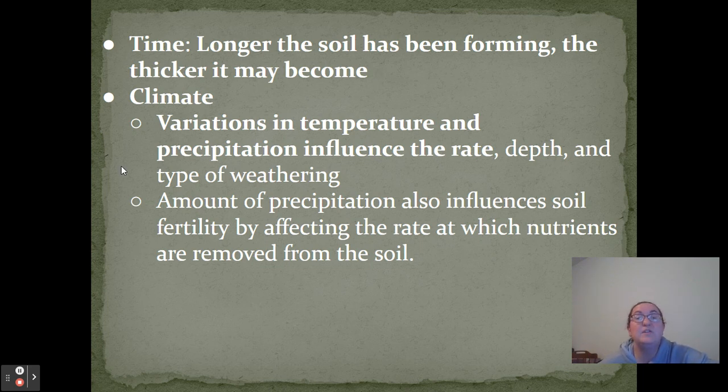Climate can have a huge impact. What type of temperatures has a huge impact on how thick the soil can be or how quickly the soil is created. So variations in temperature and precipitation influence the rate, depth, and types of weathering, the amount of precipitation, what type of chemicals are in it, all of which can have a huge impact on how the soil is formed.